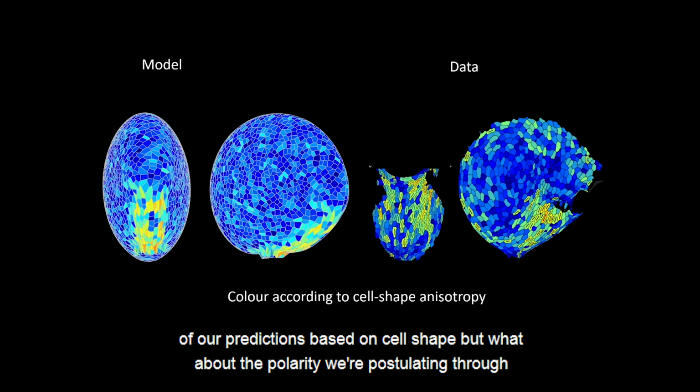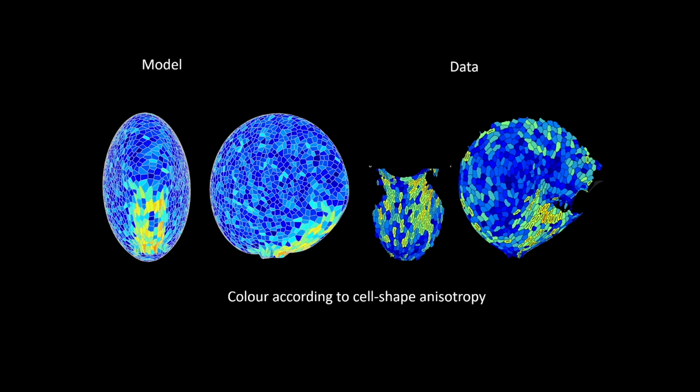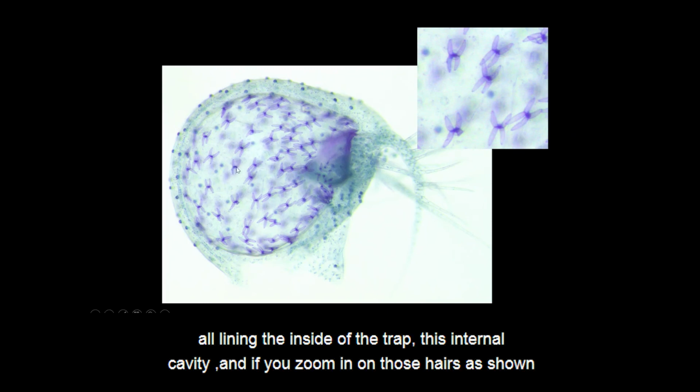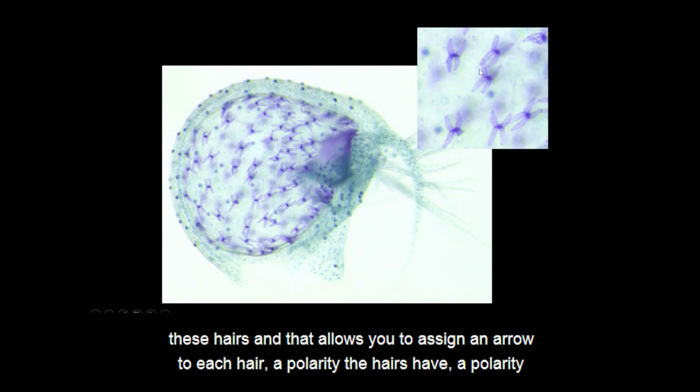But what about the polarity? We're postulating there are these hidden arrows, these orientations within the tissue. Is there any evidence that that's the case? Well, in Utricularia, if you look in the inside of the trap, what you'll see are these hairs all lining the inside of the trap, the internal cavity. And if you zoom in on those hairs as shown here, you'll see that two of the arms are more splayed out than the other two arms of each of these hairs.